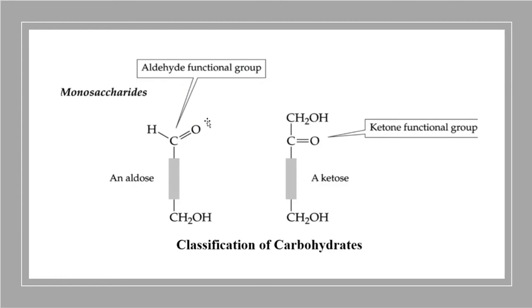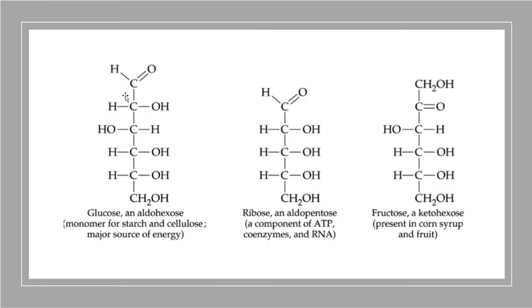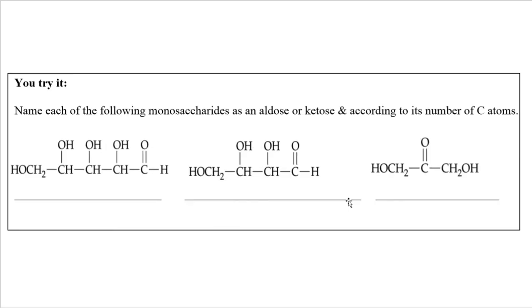We can classify the monosaccharides into the ones that contain the aldehyde functional group, the aldoses, and the ones that contain the ketone functional group, that are the ketoses. Here you have, for example, that glucose and ribose contain the aldehyde group, then they are aldoses, while fructose contains the ketone group, then is a ketose.